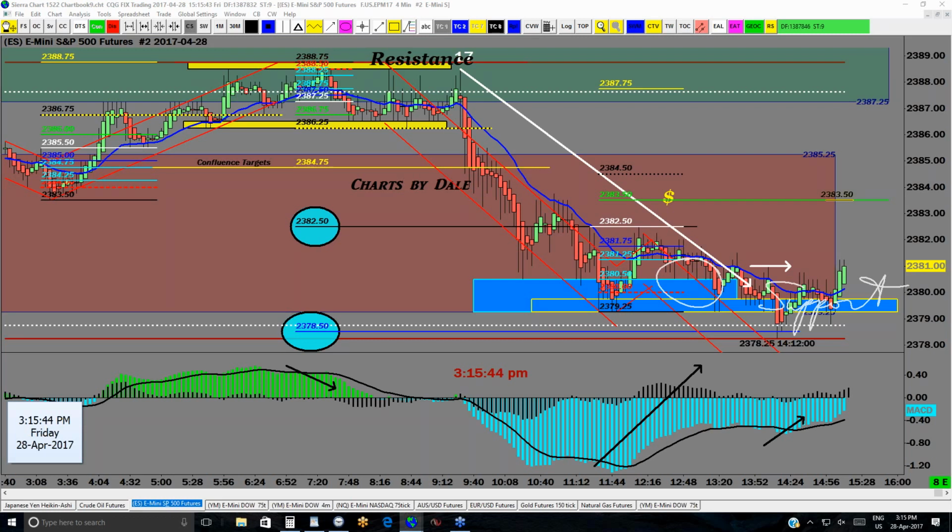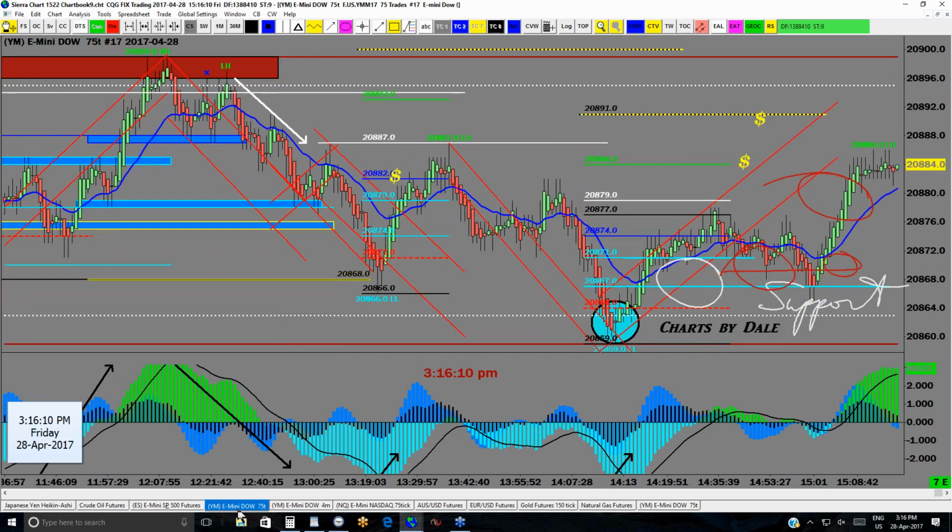Okay, it's about 3:15 here on the ES. We had talked about taking out this white arrow right here. Market has done that part so far. Our target 2383 and 1/2. Let's go to the 75 tick YM chart.